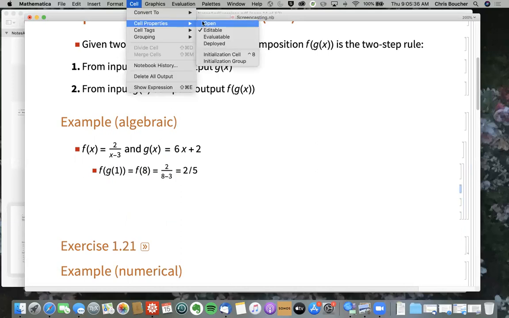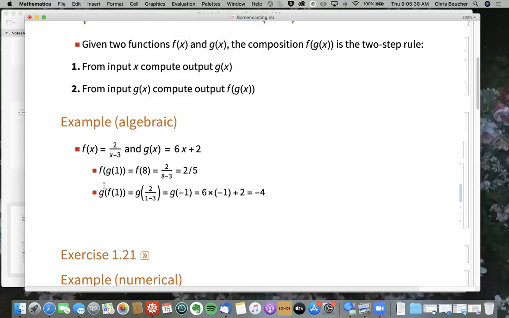Okay, so let's look at, hopefully this is a new example. Yes, it is. So notice the difference between this and this. The difference is that the f and the g are in a different order. And this matters. When we take the composition f of g, we're applying the g rule first and then the f rule. Here, we're applying the f rule first. It's always the inside function that gets applied first, and then the other rule.